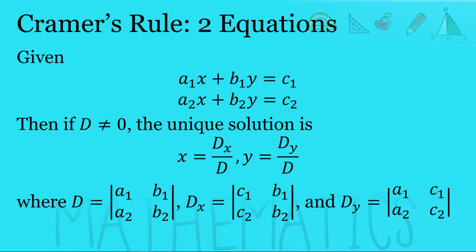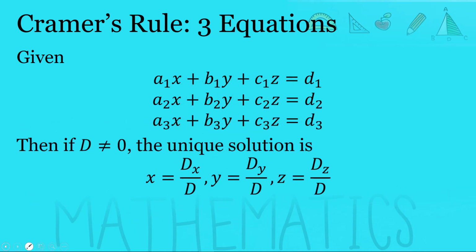So what is d? Well, d is nothing more than the determinant formed by the coefficients. dx is formed by replacing the coefficients in the first column with the constant values and finding the determinant. dy is found by replacing the coefficients in the second column by the constant values and then finding the determinant. That's all there is to it.